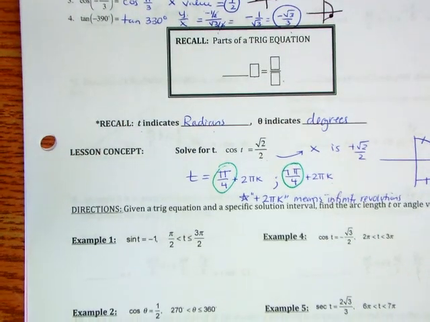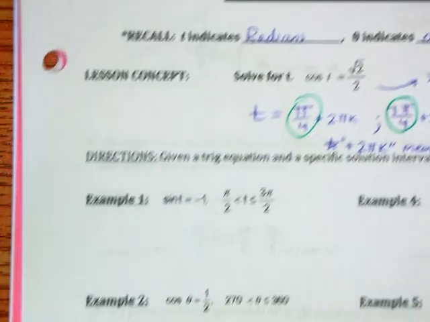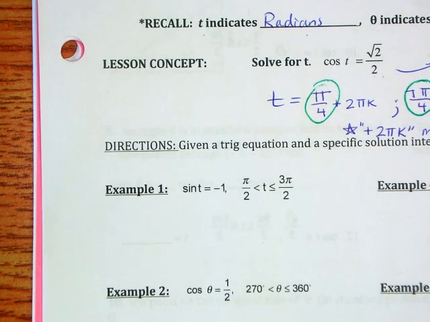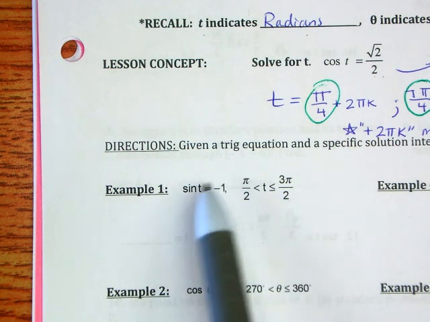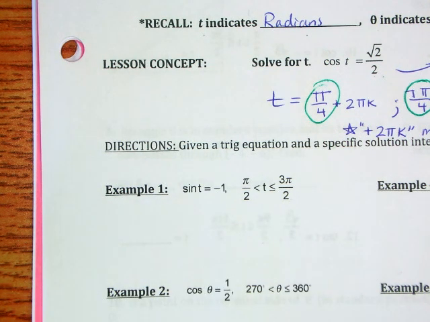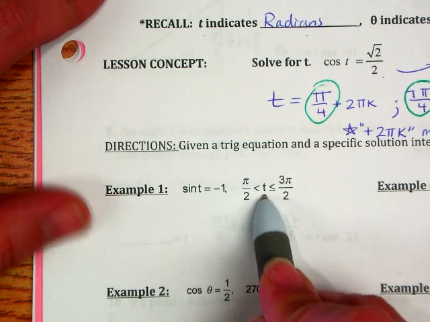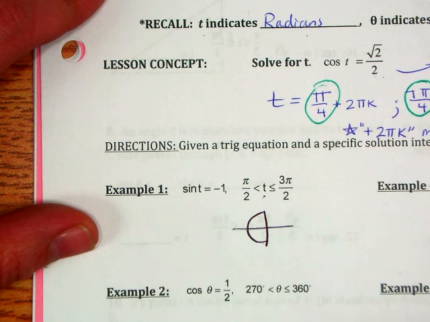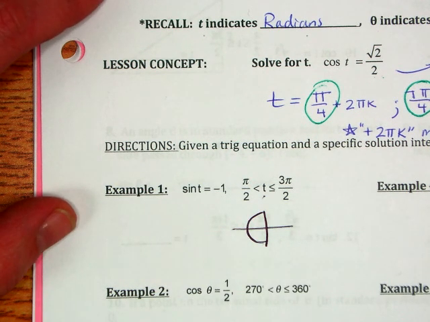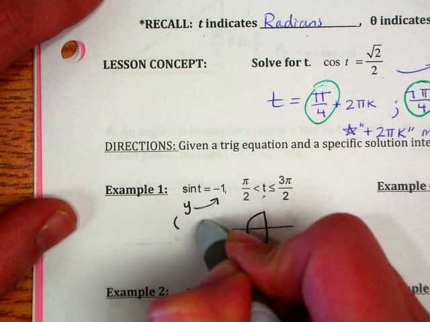If we move to the next section, there are 6 examples. All of the problems that we are going to be given are going to give us restrictions on the domain specifically, and then a trig equation. I like to start always with the restrictions. So I start on the right-hand side and say, well, t, which is going to be in radians, is going to exist between pi over 2 and 3 pi over 2. I can work in quadrant 2 or 3. Sine is going to be the y value of negative 1.